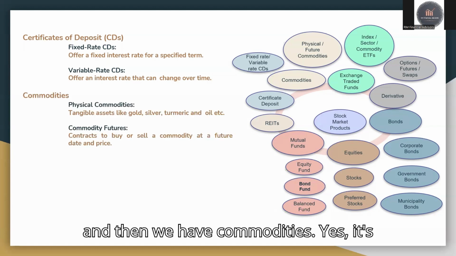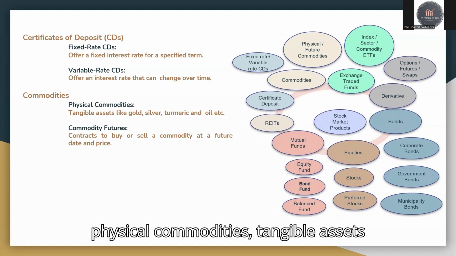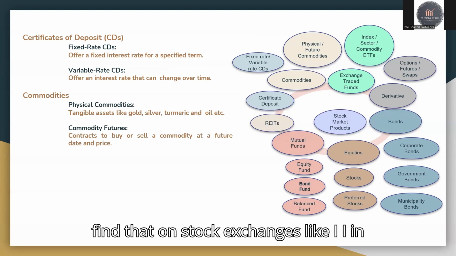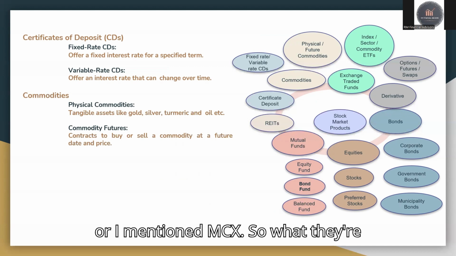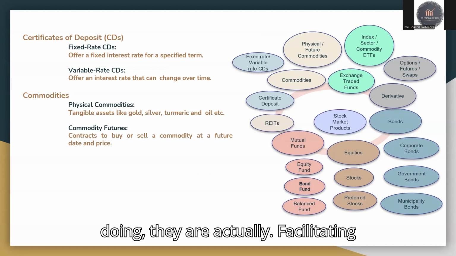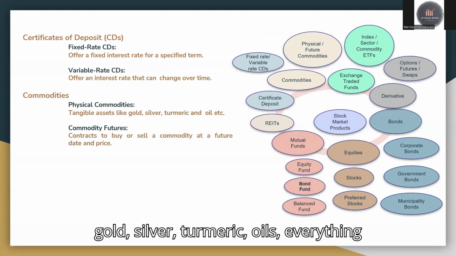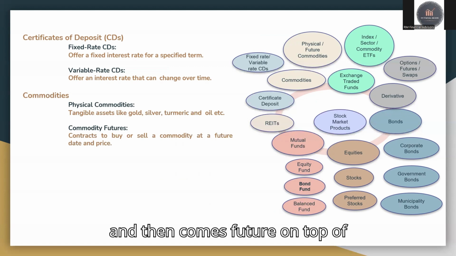And then we have commodities. Yes, it's very important, right? So commodities are physical commodities, tangible assets like gold, silver, turmeric. You will find that on stock exchanges, like in my previous session, I mentioned NCDEX or MCX. What they're doing is actually facilitating the trade for physical commodities like gold, silver, turmeric, oils, everything. Okay. And then jeera also. And then comes the future on top of a commodity.